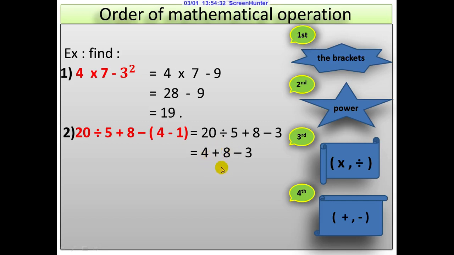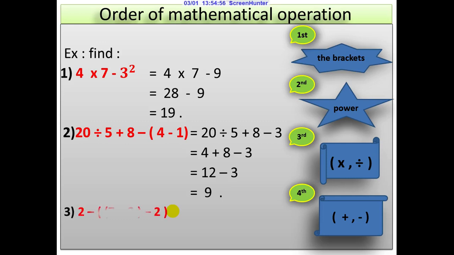It will be equal to 20 divided by 5 equals 4, plus 8 minus 3 as it is. Now we have adding and subtracting, and both of them are the same. Which must we do first? We must start with adding, because when we see adding first from left side to right side, we must do it as the first operation. So we add 4 and 8, it will be 12 minus 3. Finally, 12 minus 3 equals 9, like that.